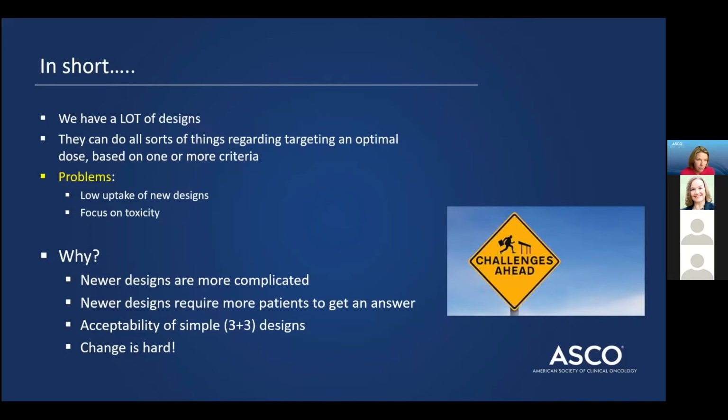The 3+3 designs and other algorithmic designs still are well accepted, despite the fact that their properties have been shown to be very poor. And a lot of this has to really just do with the idea that change is hard. Most of the dose finding community is used to seeing 3+3 designs, and there's not an awful lot of pushback about it. So these designs tend to be perpetuated, although there are better options out there.